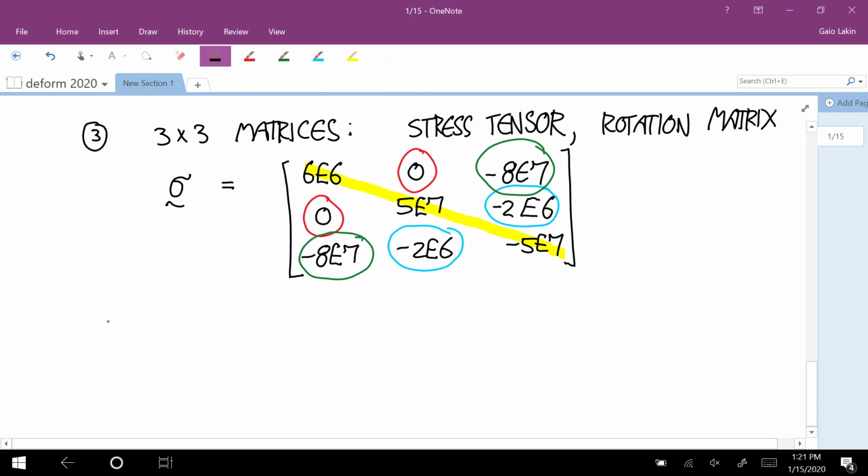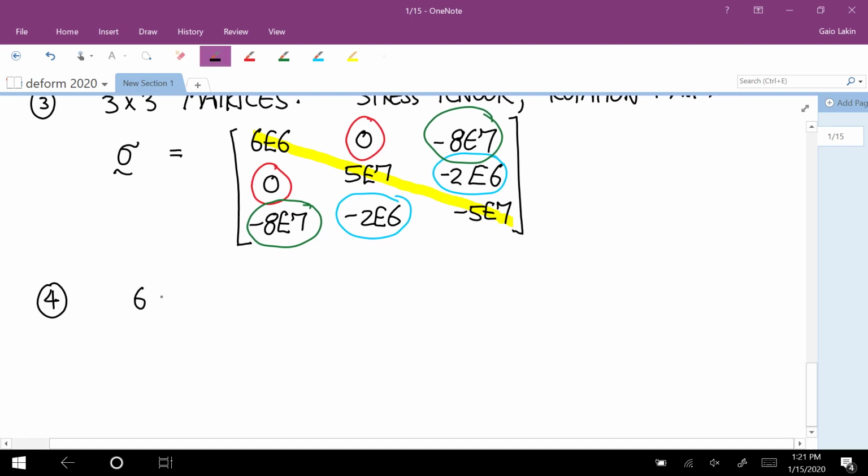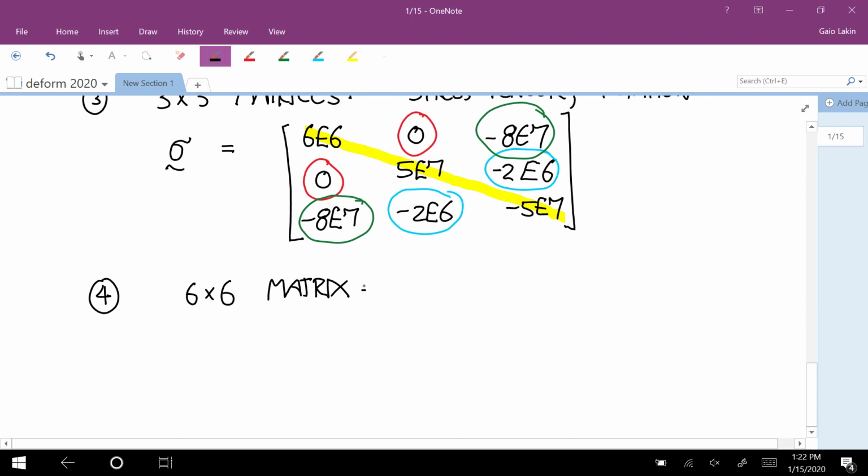And then the last one that we'll use a lot, and this is, by the way, the main reason why you need to have this stuff programmed into your calculator or you're going to go crazy, is we're going to use a 6 by 6 matrix. That's called the Stiffness Matrix. Or, by the way, the inverse of this matrix.